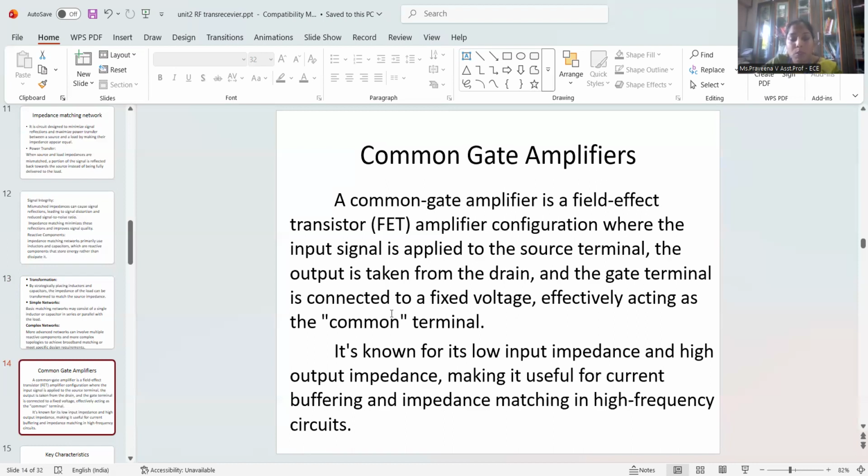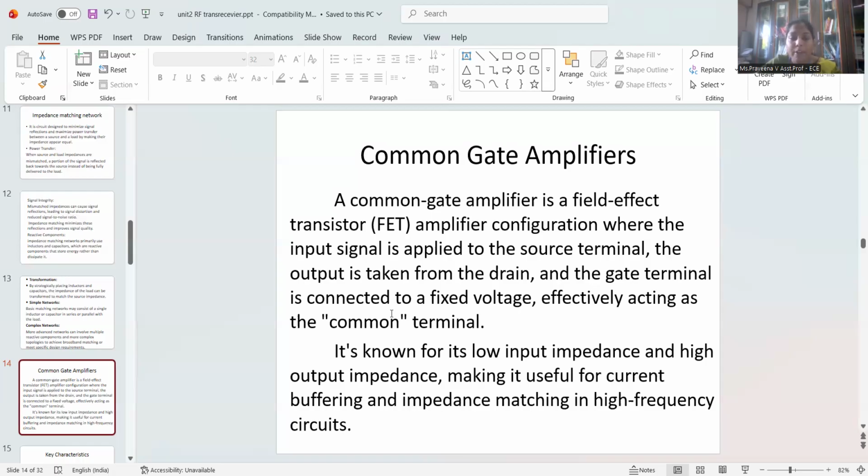Input signal will be given to the source terminal. The output signal will be taken from the drain terminal. That is, the gate terminal is connected to the DC voltage, that is, a power supply. It acts as a common terminal for both the input and output. Which terminal? It's the gate terminal that will be acting as a common terminal for both the input and output.